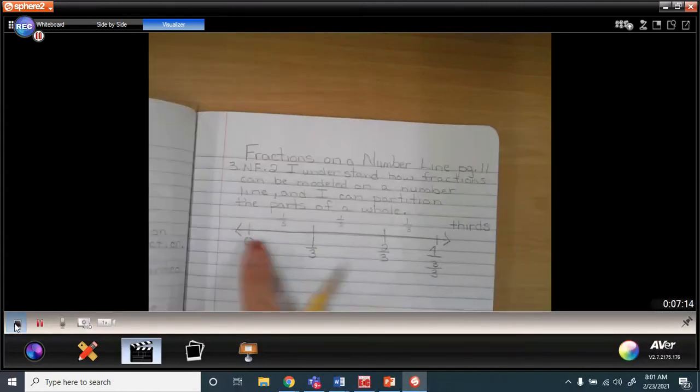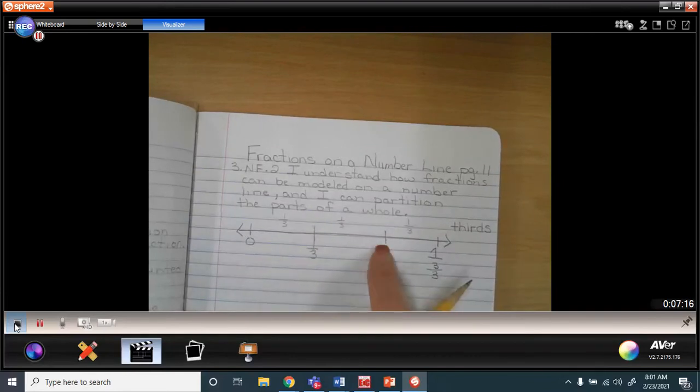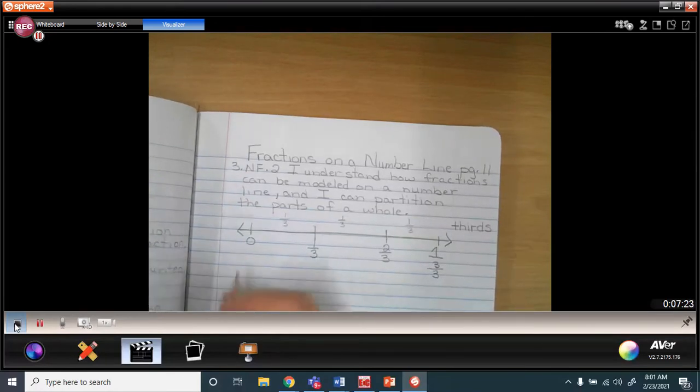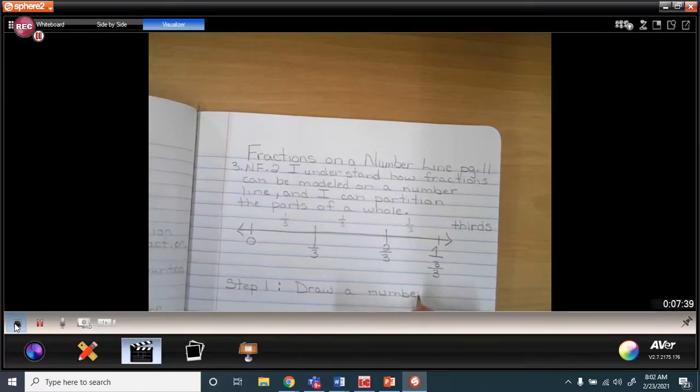Well, that's the same thing here. If this was yellow and this was yellow from there to there, then I could say, oh, that's 2/3. So the first step that we want to do is draw a number line. So draw a number line is step 1 when we are going to show a fraction on a number line.